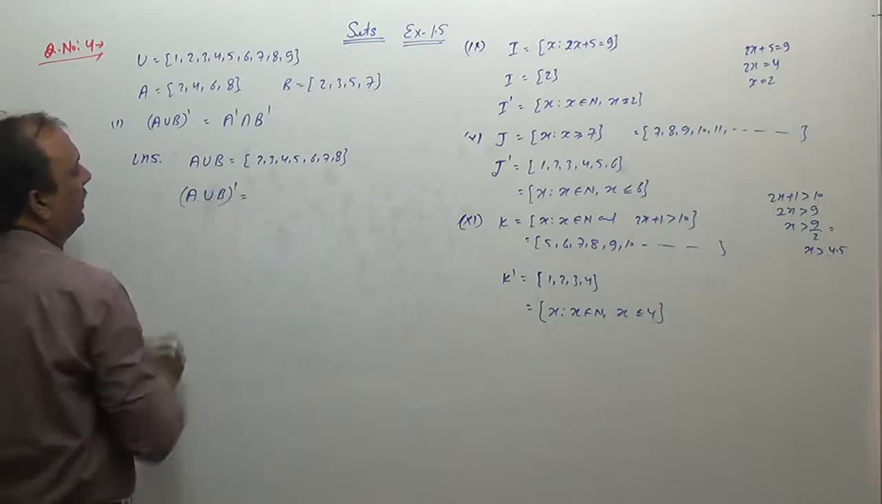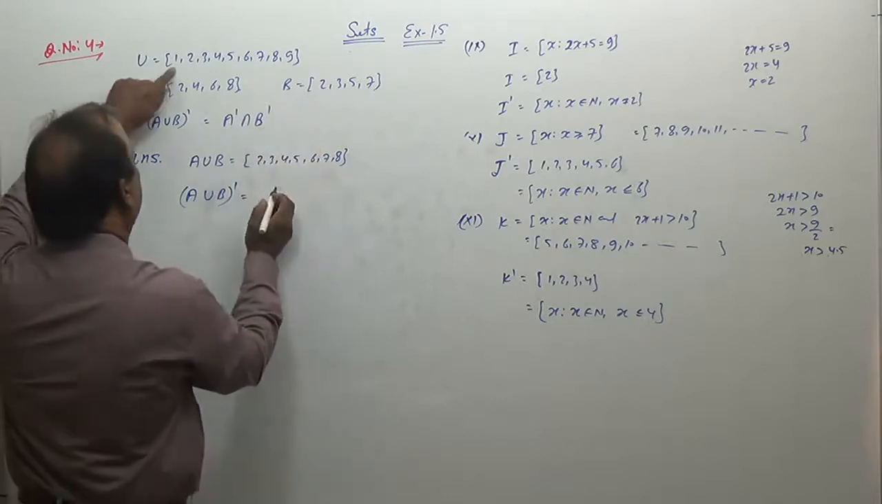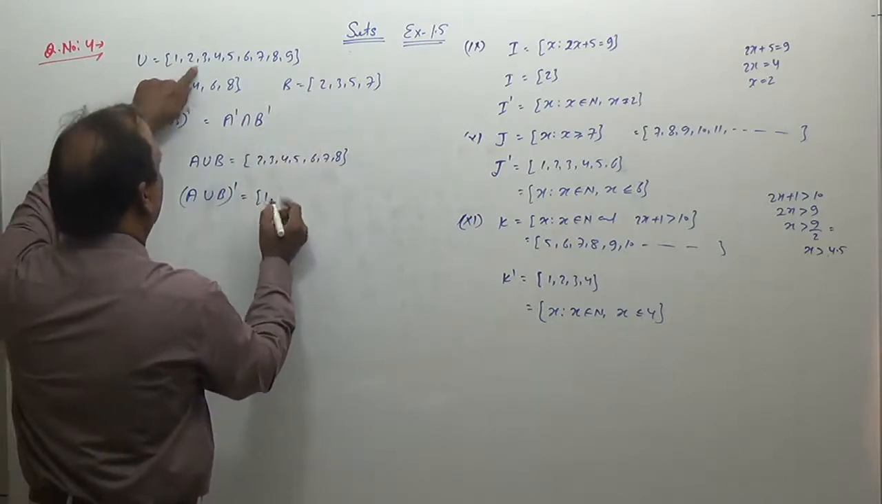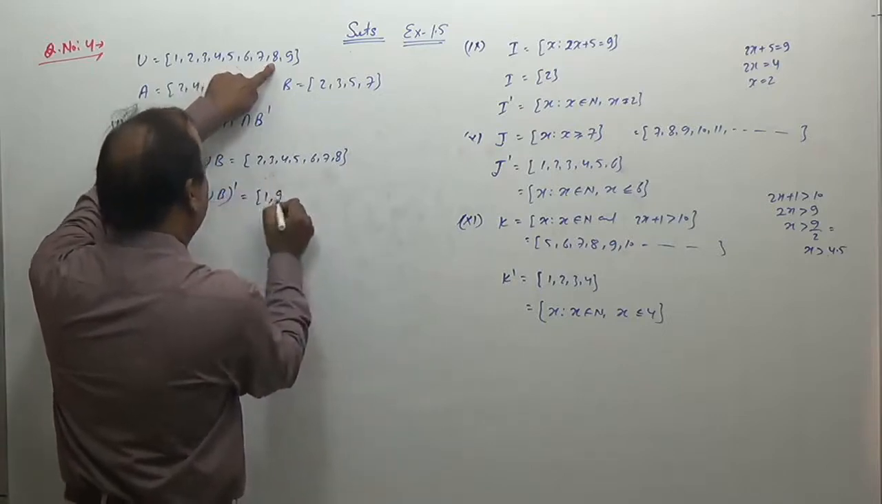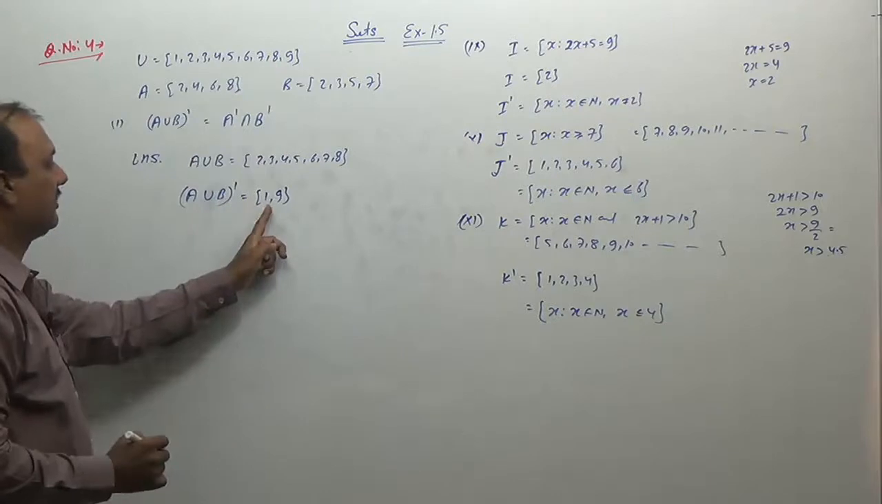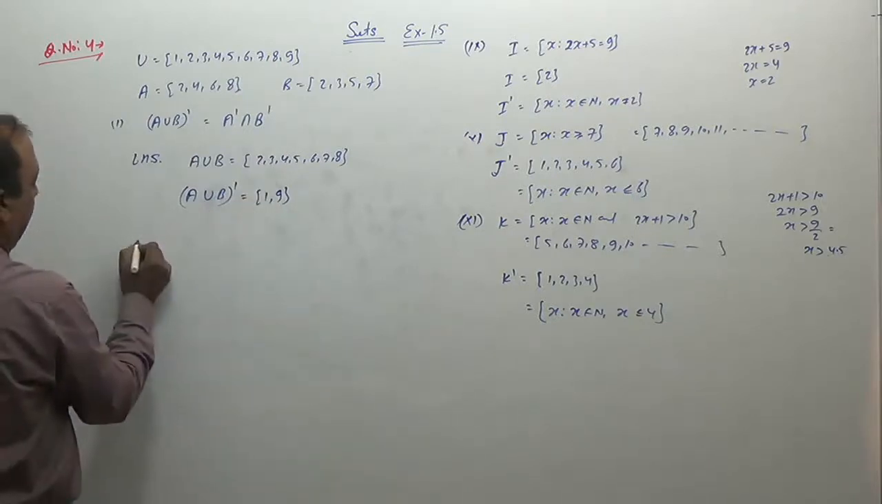So A union B complement: यूनिवर्सल सेट में इनको छोड़कर बाकी जो बचे, 1, and then 2, 3, 4, 5, 6, 7, 8 are contained by A union B. So the next element is 9. So this set is the complement of set A union B. So this one is the left hand side.